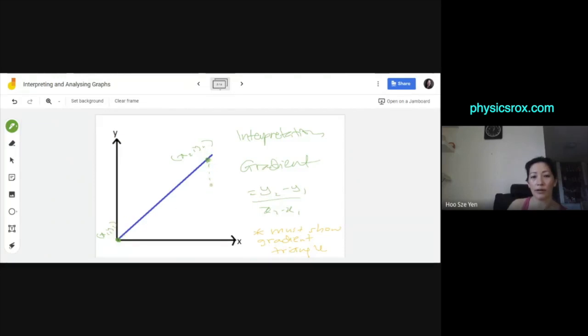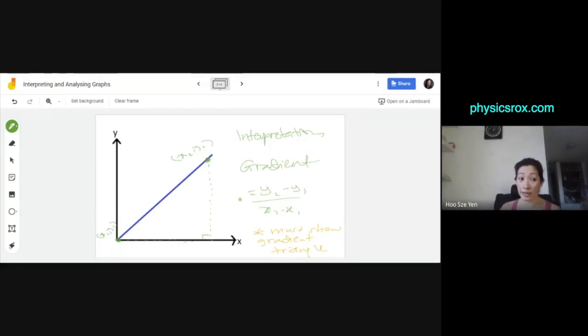You drop this down, dotted line, must be dotted, and here also a dotted line. Cannot see because of the x-axis, but never mind, you just draw, okay? From here to here, you already got the hypotenuse, making a right-angled triangle. So you must show the gradient triangle when you are calculating gradient in physics.